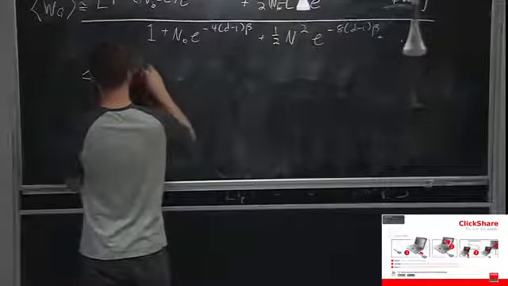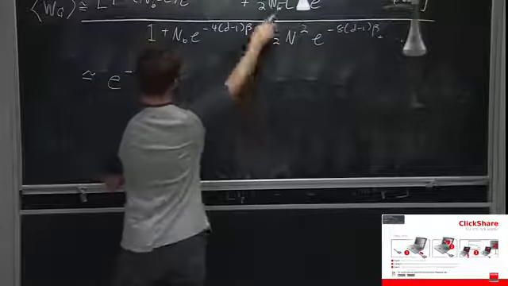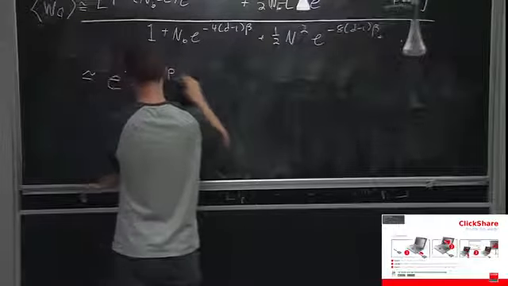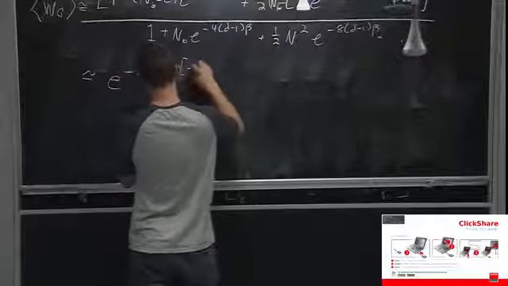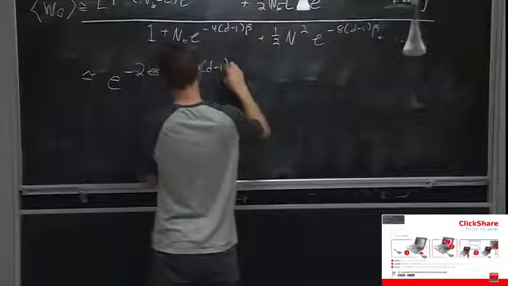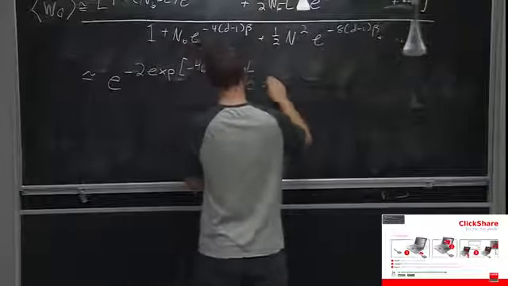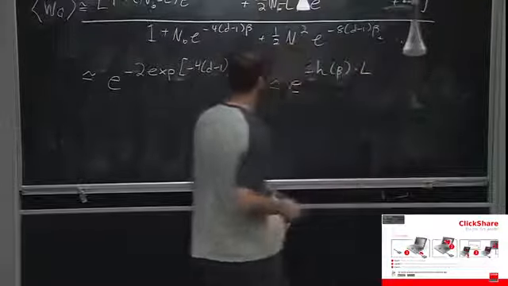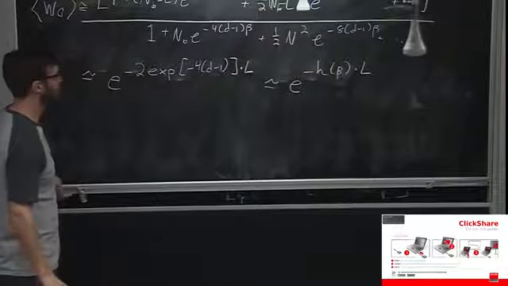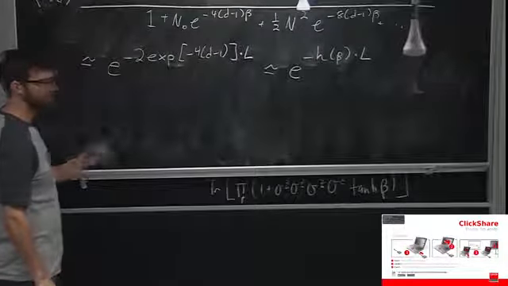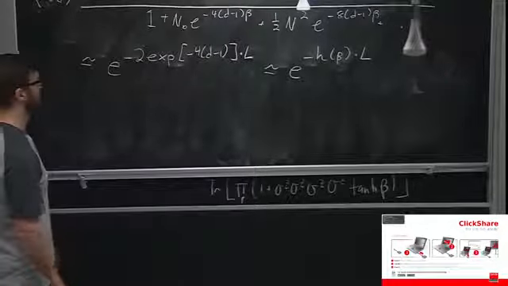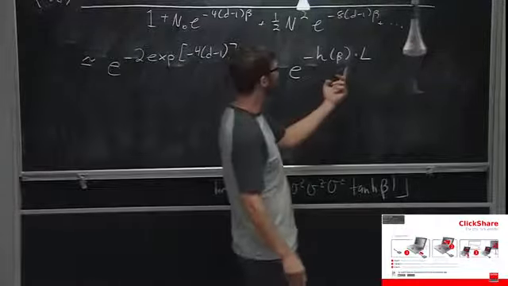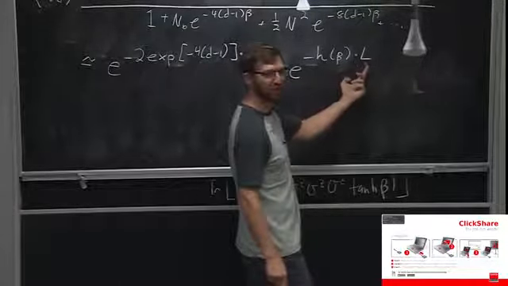I'll write it like this, so you'll re-exponentiate these terms up into an exponent, which is pretty weird. So let me just call it e to the some function of beta times L. Perfectly rigorous. The only point is that L gets pulled up into the exponential.